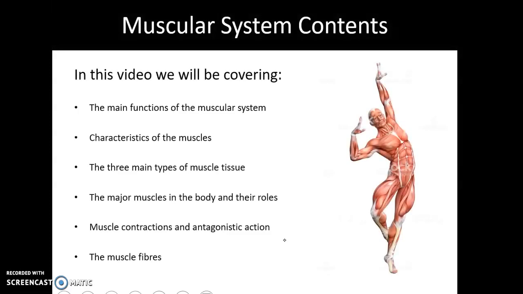In this video, we are going to be covering the main functions of the muscular system, different characteristics of the muscles, the three main types of muscle tissue and their roles, the major muscles in the body and their functions, the muscle contractions in terms of antagonistic pairs, and the different muscle fibers.